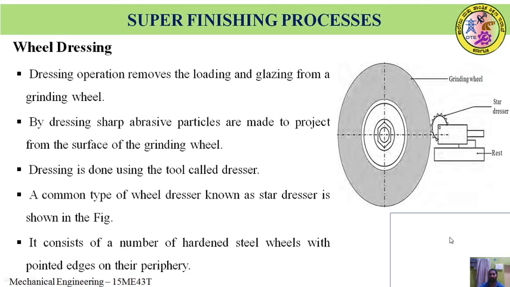You can see here, this is a star dresser. A common type of wheel dresser is known as the star dresser. It is shown in the figure. It consists of a number of hardened steel wheels with pointed edges on the periphery. It has pointed edges, you can see the star pointed edges, that will remove the worn out corners of the abrasive particles and bring the sharp corners projected on the grinding wheel.